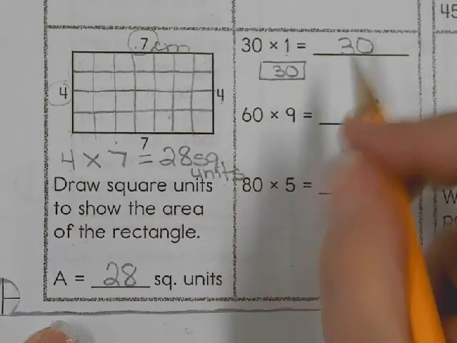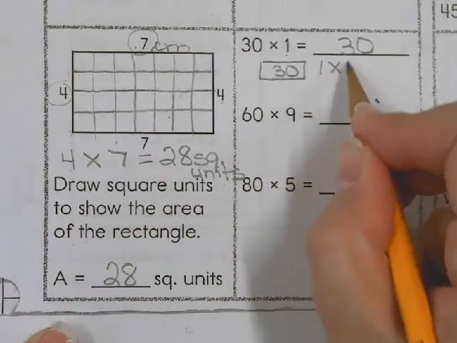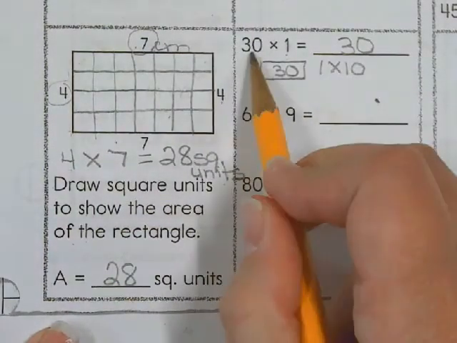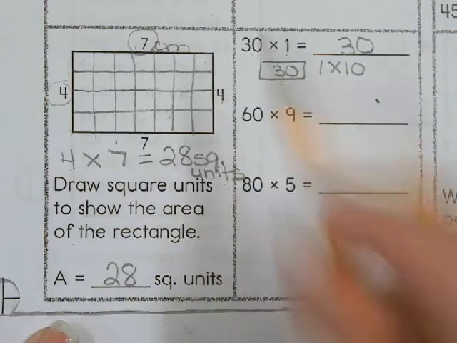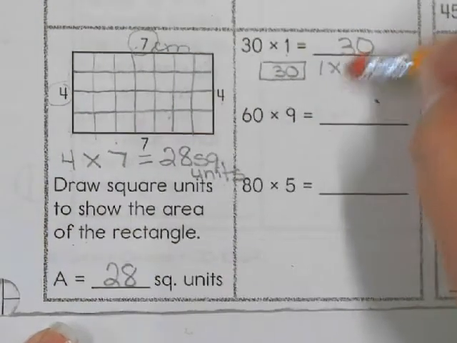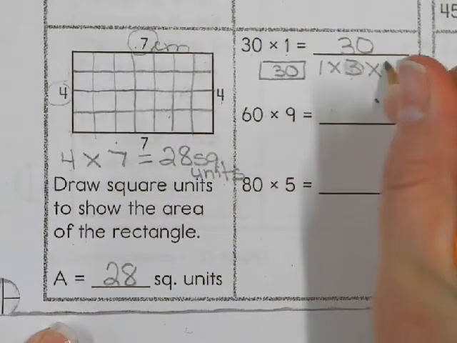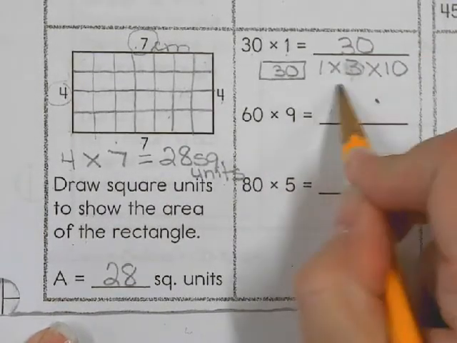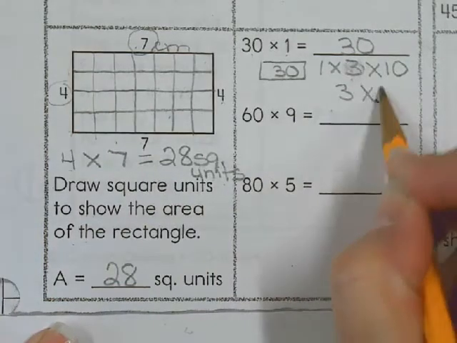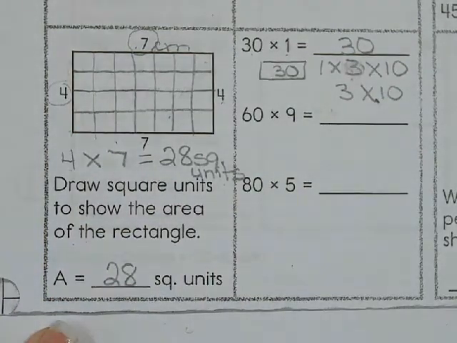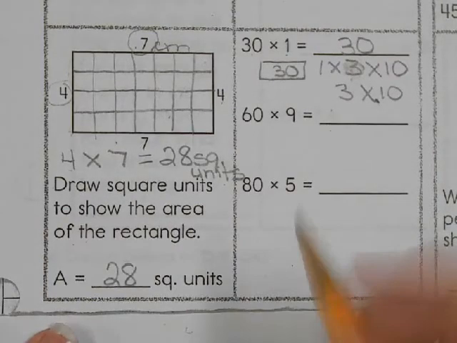We could also do 1 times 10, or we could use our basic fact, 1 times 3, or 3 times 1, and then multiply it by 10. So 3 times 1 is 3, and 3 times 10 is 30, which is also still going to give us how many total are in one group of 30.